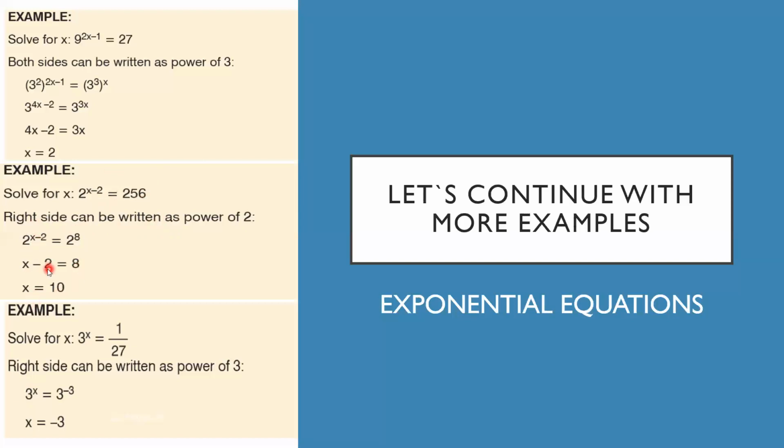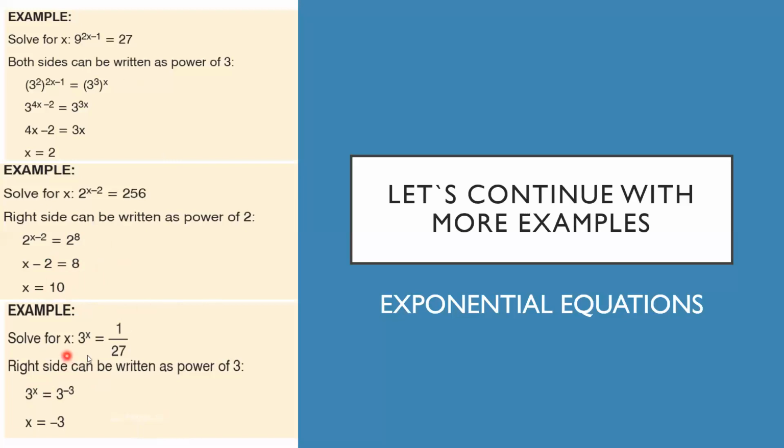Then x equals, take this negative 2 to the other side, it's going to be positive 2. So x equals 8 plus 2, which will be 10. So x is 10. Okay, I'm going to be a bit quick, guys. I don't want to waste time on this because it's the same type of question.